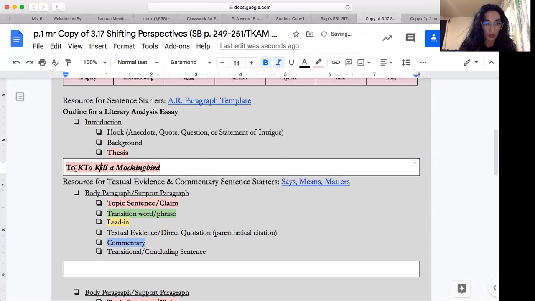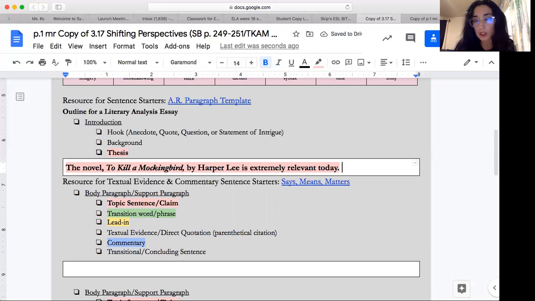The title is part of it, so that has to be underlined or italicized too. So I'm going to say the novel, because that's the type of book it is. It's not a short story. It's not a poem. The novel, comma, To Kill a Mockingbird, by Harper Lee, is extremely relevant today. Okay, there, that's a hook, because then you go, oh, well, that's based in the 30s.